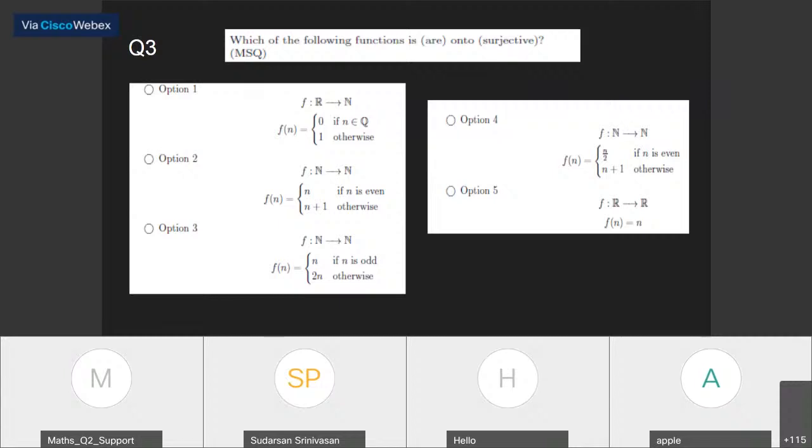So anyone else wants to try the remaining options? Sir, option 2 is surjective because every natural number will be covered and it will have a pre-image. How do you say so? Can I give you an example? You tell me if it is right or not. So you pick n equal to 3. So what is f of 3?